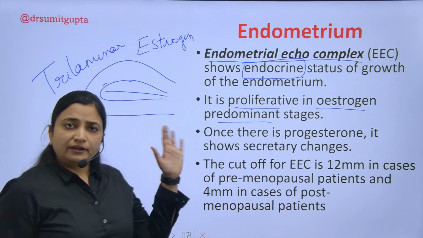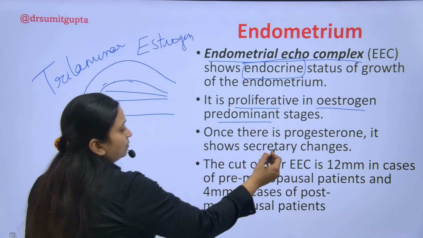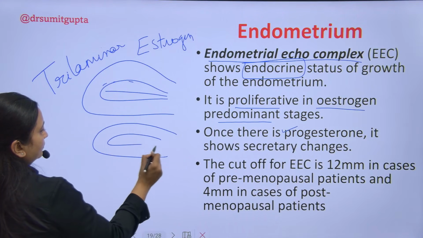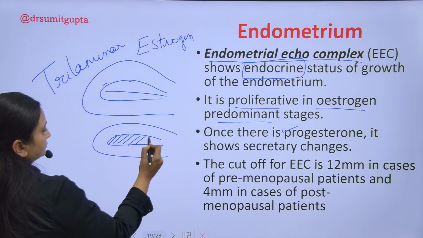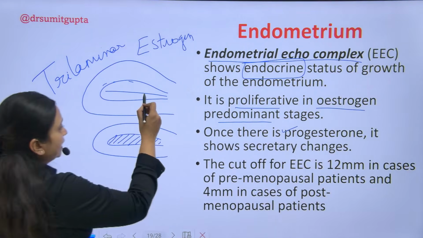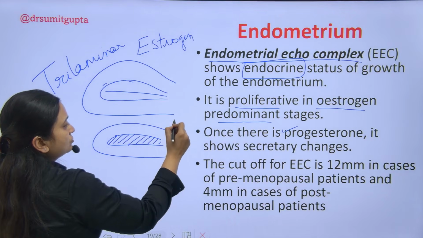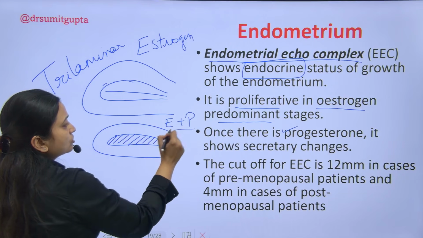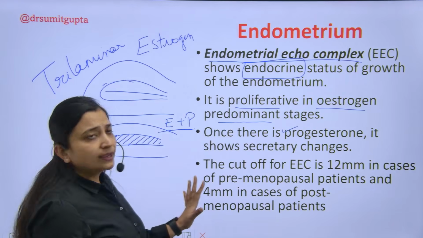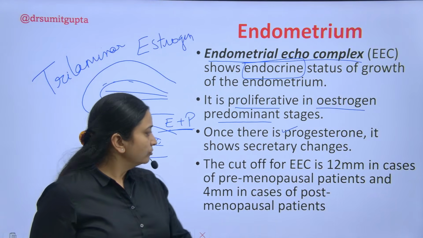Just by looking at the endometrium, you can say that, oh, this patient is not having progesterone. But once the progesterone comes, this whole thing becomes like this, highly echogenic thoroughly. So this is trilaminar and this is not. Looking at the EEC, you can say that this is estrogen and this is E plus P. So E plus P itself rules out anovulation. So just by looking at the EEC, you can say, oh, there is progesterone. So stop thinking about anovulation.